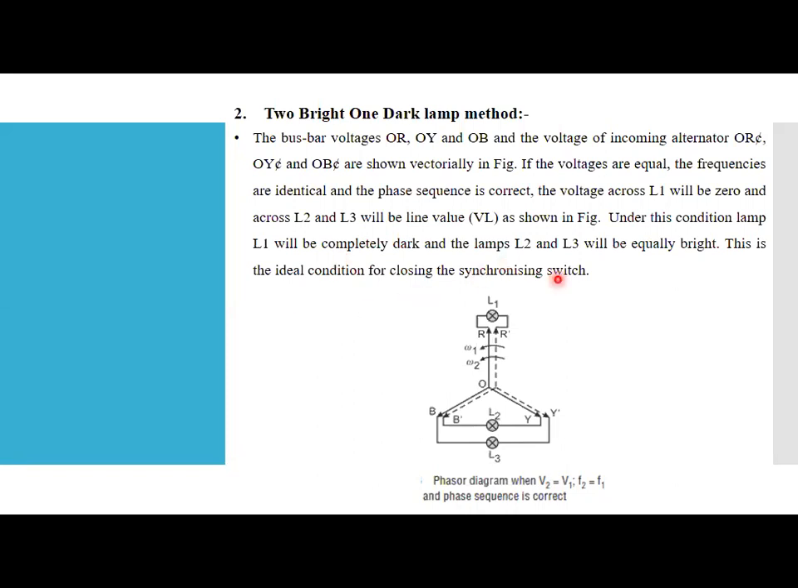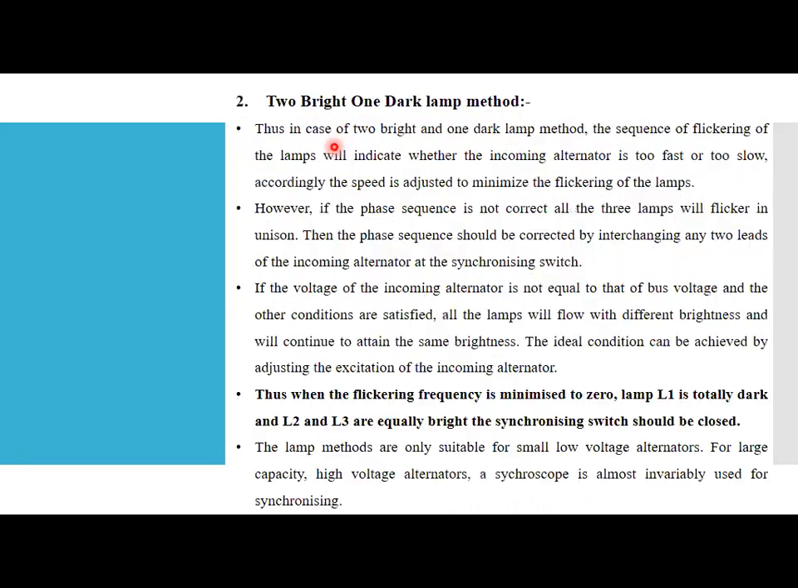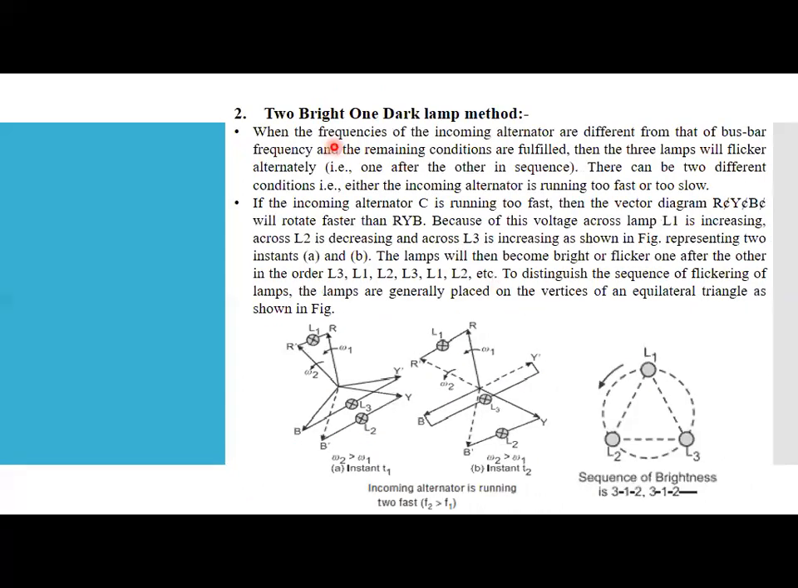So that is the ideal condition for closing the synchronizing switch. Now suppose something is different. Now you can see here. So first of all, let's say the frequencies are different. Okay, we always have to talk about two things, frequency and voltage. Let's say the frequency of the alternator is different from the bus bar frequency, and the remaining conditions are fulfilled. Okay, whenever you write, one thing is the same, so if frequency is the same, then voltage will be different. And suppose frequency is different, with all remaining things the same. Okay.